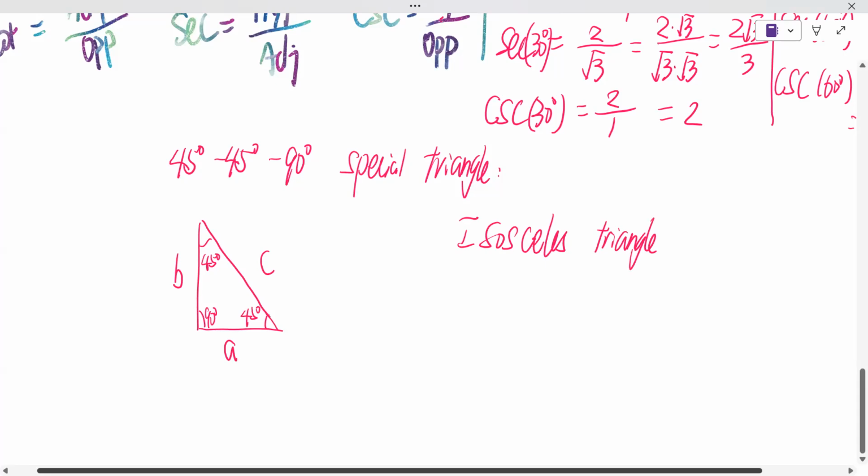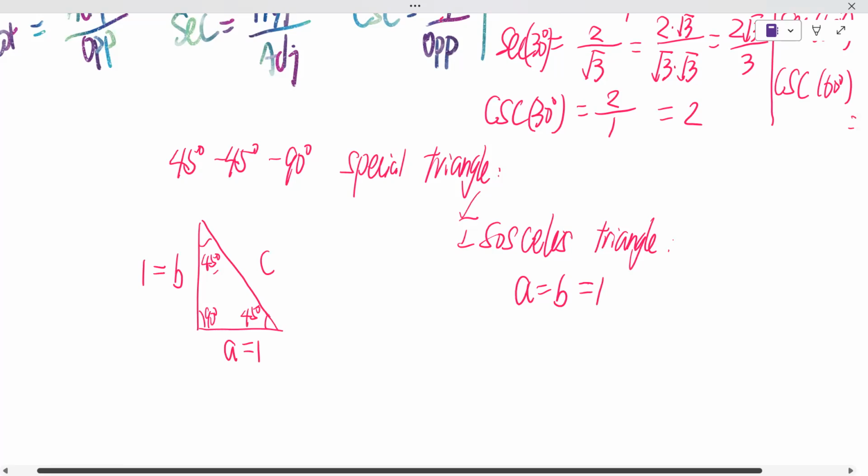Then A equals B here, right? Because a 45 has the same angle, meaning same size. These two angles are the same, so this is an isosceles triangle, and here A equals B, and we are assuming they both equal 1 unit. This is 1 unit, this is 1 unit. And using the Pythagorean theorem, we can find out C, right?